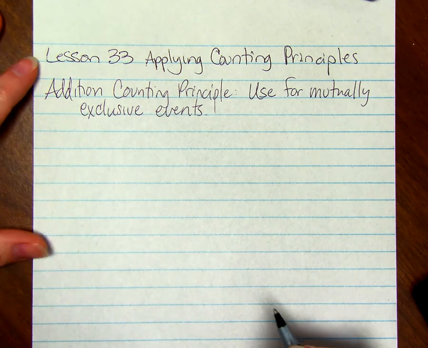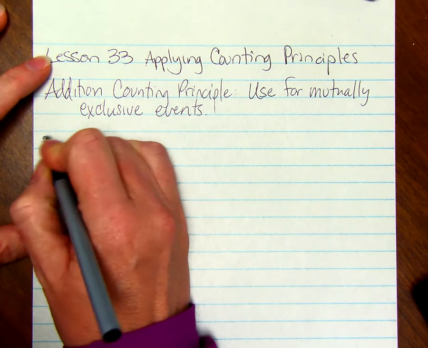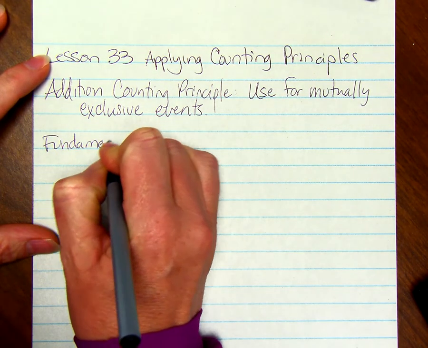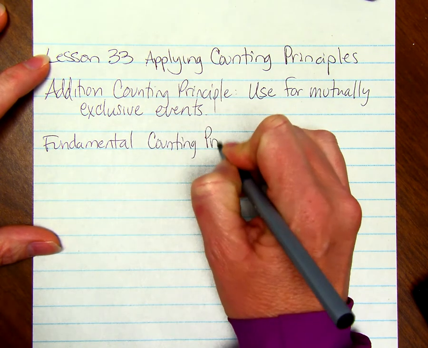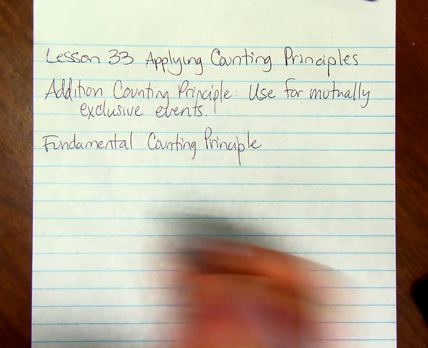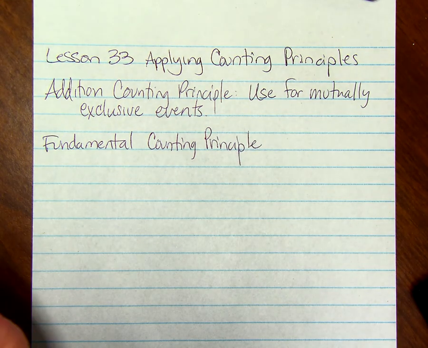There's also what's called the fundamental counting principle. And it's written in your book, and it says, suppose k items are to be chosen. If there are n sub 1 ways to choose the first item, n sub 2 ways to choose the second item, and so on, then there are n sub 1 times n sub 2 times all the way up until n sub k ways to choose all k items.